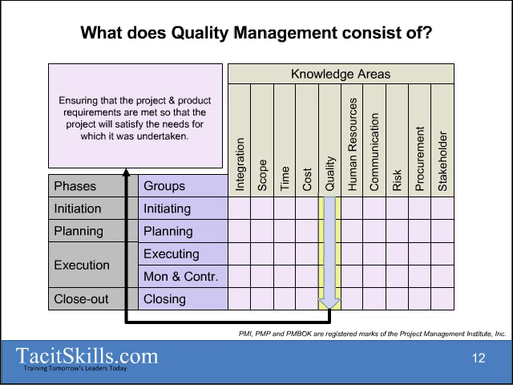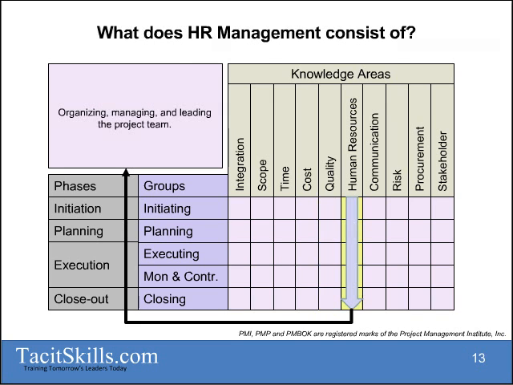we also need to have a look at our quality. So our knowledge area on quality, that's where we ensure that our project and our product requirements are met so that the project will satisfy the needs for which it was undertaken. And that's the basis of what quality is all about, making certain that it meets the needs for why we have done this project. Our human resources zooms in on our organizing, our managing, our leading of our project team.